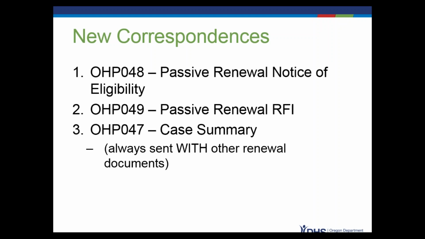And that case summary document, OHP 047, will always be sent with other renewal documents. So you should never see it on its own. You may see it look like it's on its own in the one system, but there should be another document that has either the passive renewal or the active renewal information alongside.